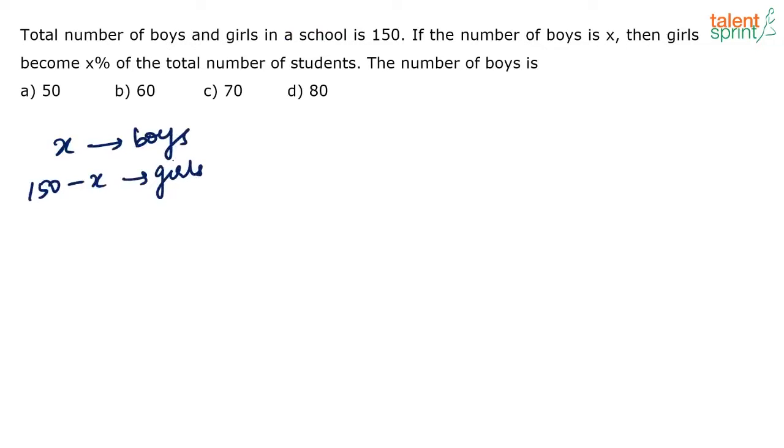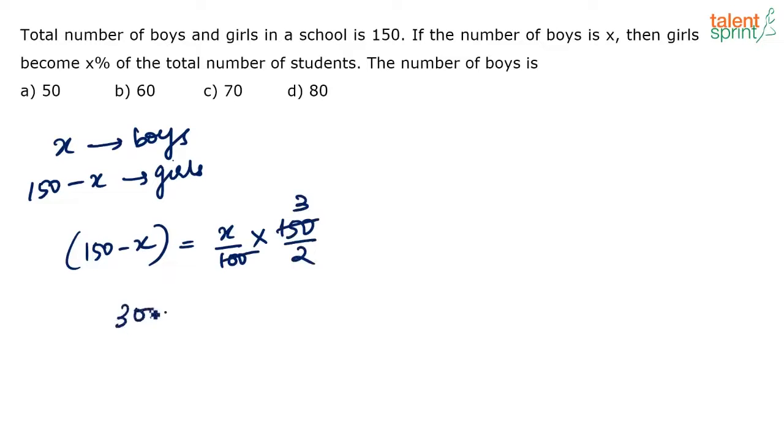Now they are saying that if the number of boys is X, then the girls become X% of the total number of students. So this 150 minus X, which represents the number of girls, is equal to X% of the total number of students. Totally how many students are there? 150 students are there, correct? Yes. Now what is 150 by 100? It is nothing but 3 by 2. Now what is the value of X? Solve from here. That's all.